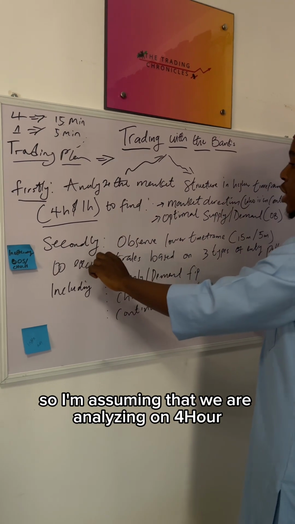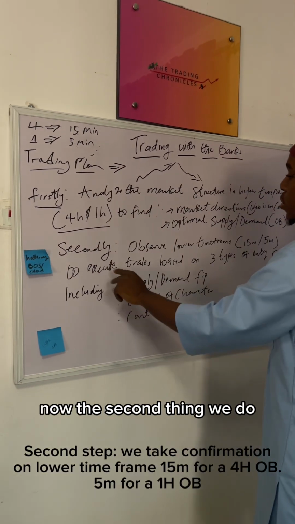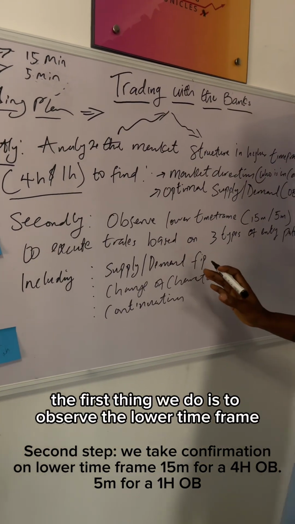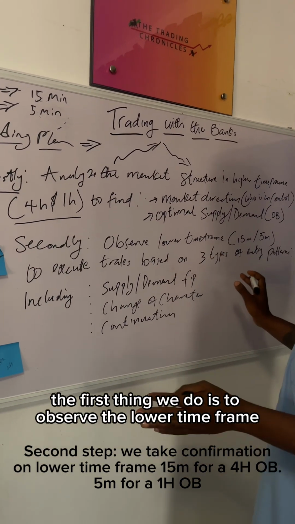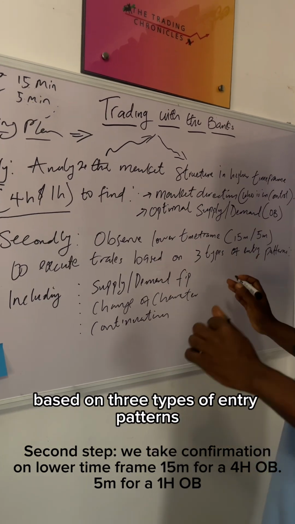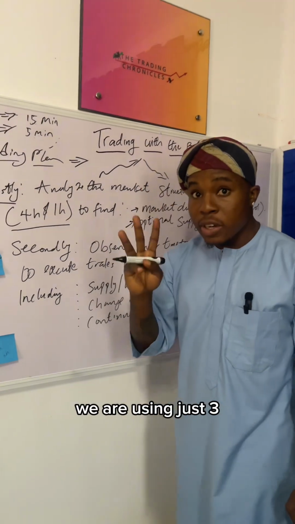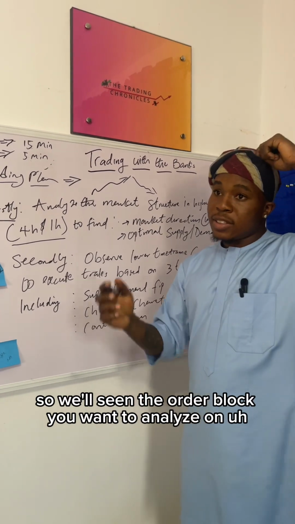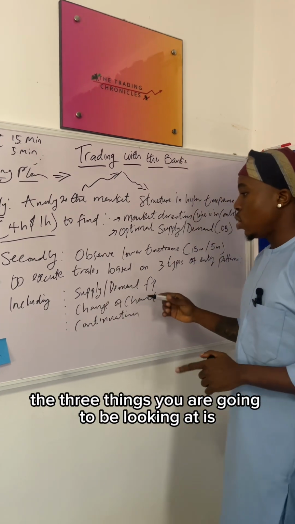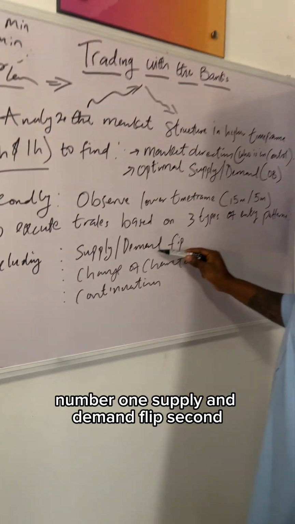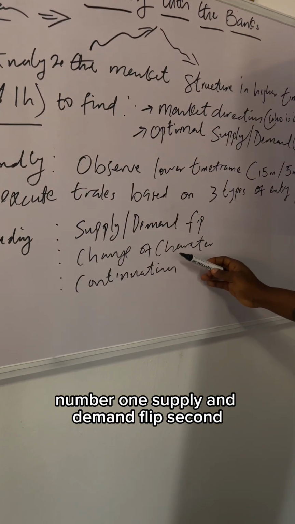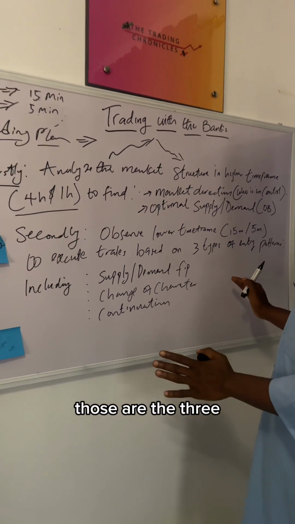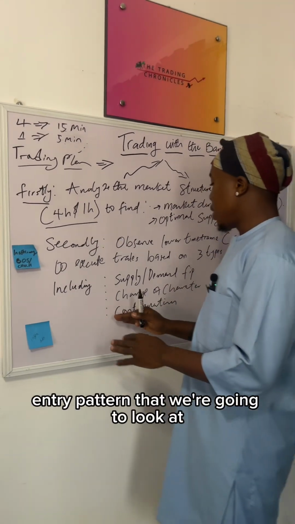So assuming that we are analyzing on 4 hour now, the second thing we do after finding an order block in 4 hour is to observe the lower time frame to execute the trade based on 3 types of entry pattern. We are using just 3. So we've seen the order block you want to analyze on. The 3 things we are going to be looking at: number 1, the supply and demand flip. Second, change of character. And third, continuation. Those are the 3 entry patterns that we are going to look at.